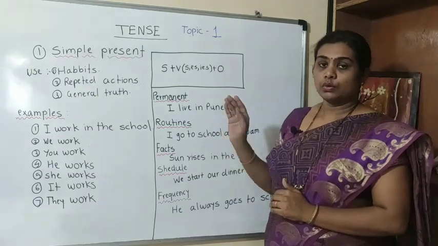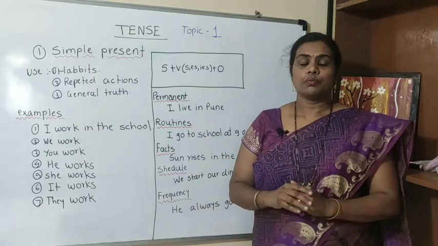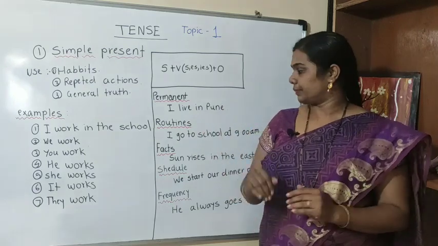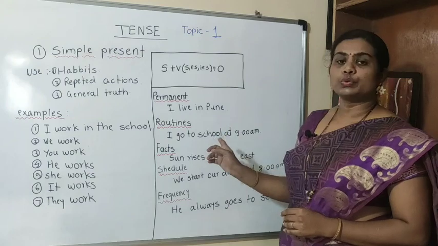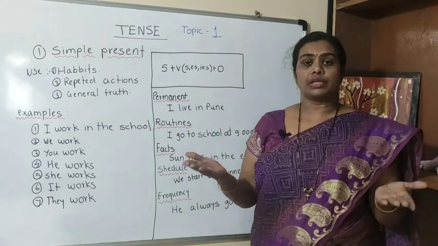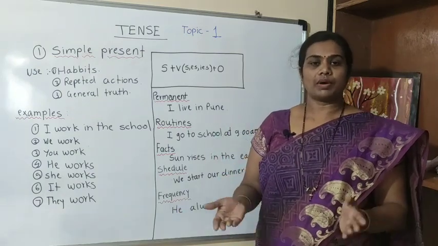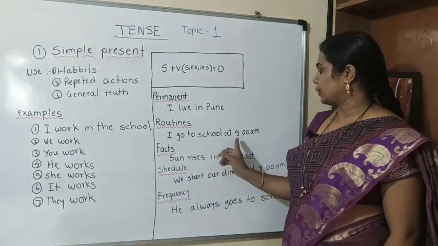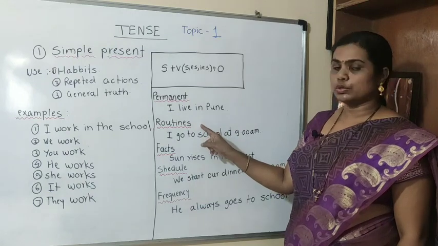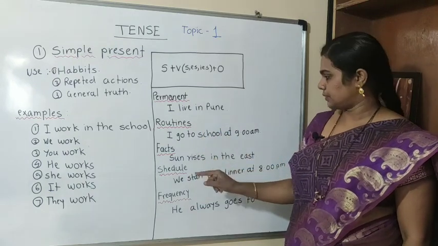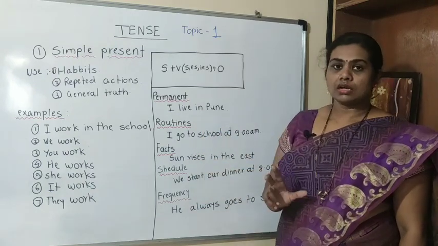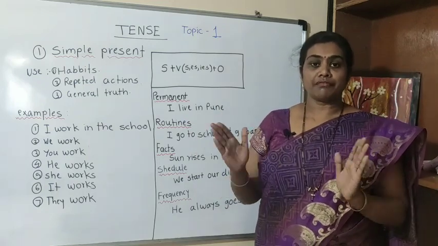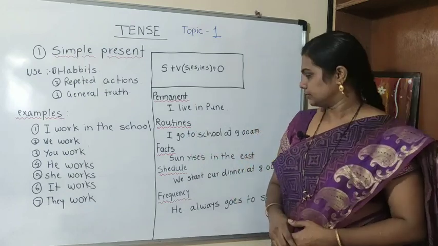Routines. What is a routine? Whenever you do regular work, that is called a routine. Example: I go to school at 9 p.m. That is your regular work. Regularly your bus comes and you have to go regularly. So, I go to school at 9 p.m. For routine also you have to use the simple present tense. Facts. The sun rises in the east. This is a fact. So you have to state facts in the simple present tense.